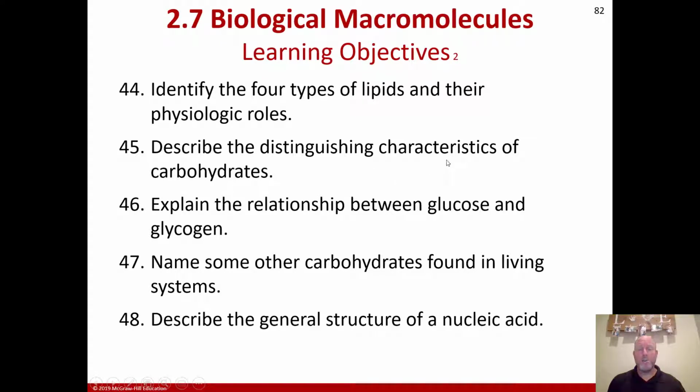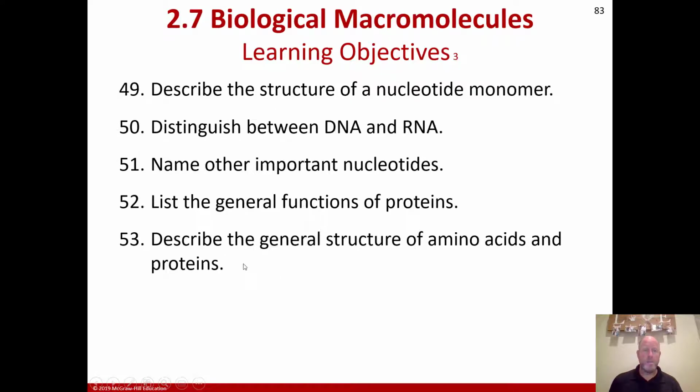Describe the distinguishing characteristics of carbohydrates. Explain the relationship between glucose and glycogen. Name some other carbohydrates found in living systems. And describe the general structure of a nucleic acid. Describe the structure of a nucleotide monomer. Distinguish between DNA and RNA.